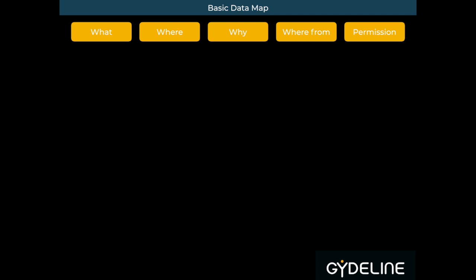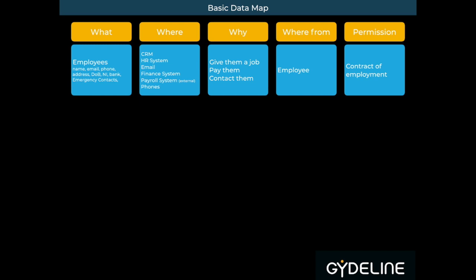So if we look at the types of information that Gydeline are using, firstly, we have personal information about our employees, things like name, email, phone, date of birth, bank details, things like that. And that information, we store it in a number of places. And this needs some quite careful thinking about.